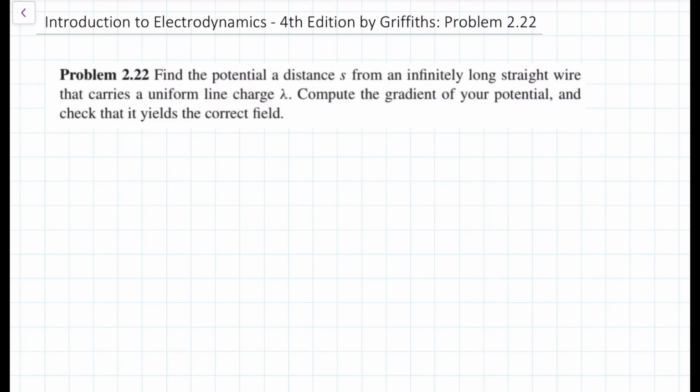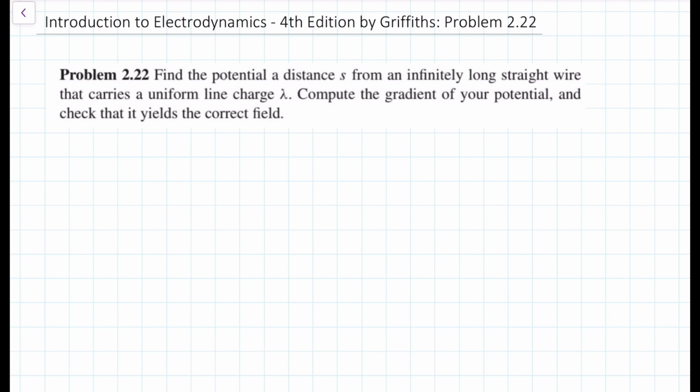Everyone, I will be solving problem 2.22 from Introduction to Electrodynamics by Griffiths. The problem states to find the potential a distance s from an infinitely long straight wire that carries a uniform line charge lambda. Compute the gradient of your potential and check that it yields the correct field.